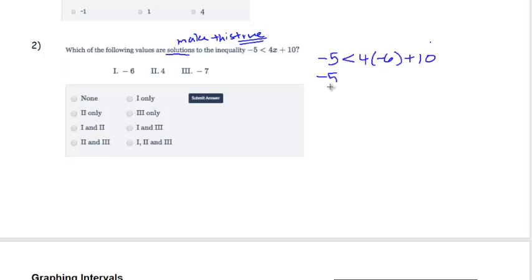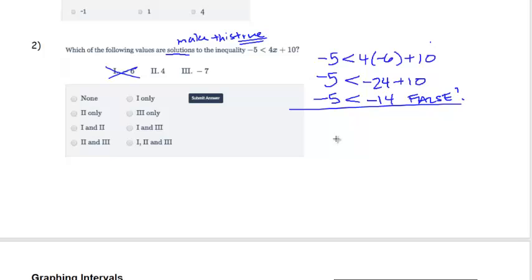Okay, so we have -5 is less than, and we need to know what number this is. So let's go through these steps. 4 times -6, that's -24. And now let's add the 10 to it. We get -14. Okay, of these two numbers, is -14 the bigger number? No, it's not. That is not a solution. This is false. That's how we're going to work on these today. Let's go to the next one.